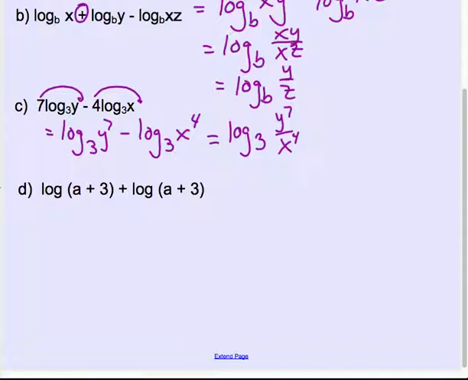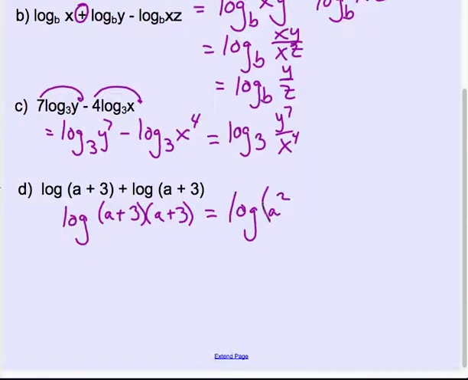In our last example, we've got addition of logs, so we will condense that to multiplication. So it becomes log of a plus 3 times a plus 3, which I can condense further if you want, a FOIL, to log of a squared. So I'm just multiplying here. 3a plus 3a gives me 6a, plus 3 times 3 gives me 9.